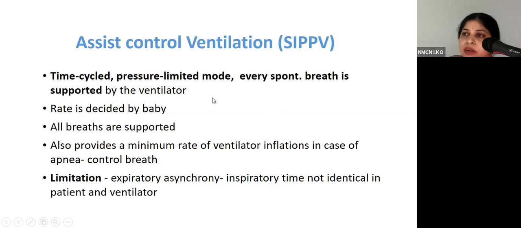So here the ventilator would sense every spontaneous breath and it would ensure that all the breaths are supported. So the rate is decided by the baby. How many breaths to take, the baby has decided. Inspiratory time is determined by the machine. All breaths are supported. Or if the patient doesn't breathe, there is a backup rate which is set by the user. That much the ventilator has to give.